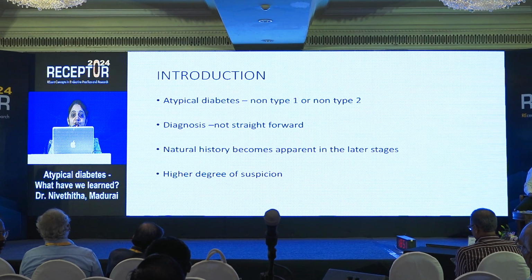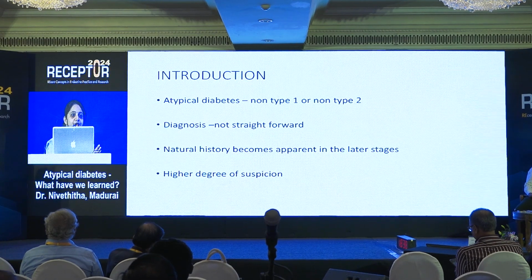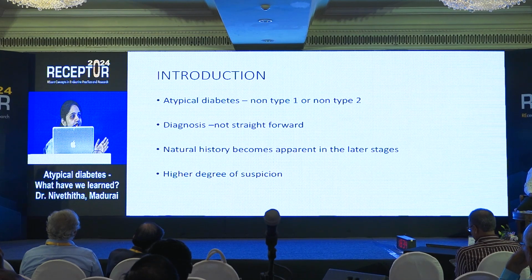It's so challenging because it's not straightforward, and most of the patients with atypical diabetes may have some clues in their clinical presentation. But when those presentations become apparent, it's actually a very long duration, so we tend to miss the critical period, like what type of diabetes they have. So, we have to have a higher degree of suspicion in diagnosing them.